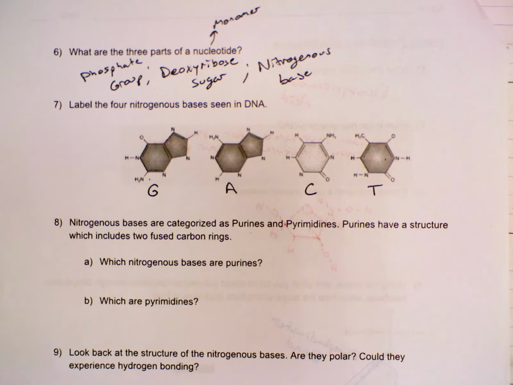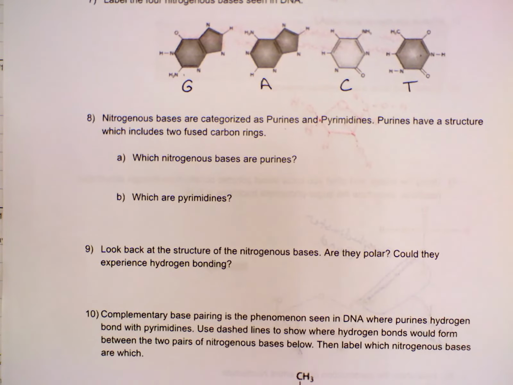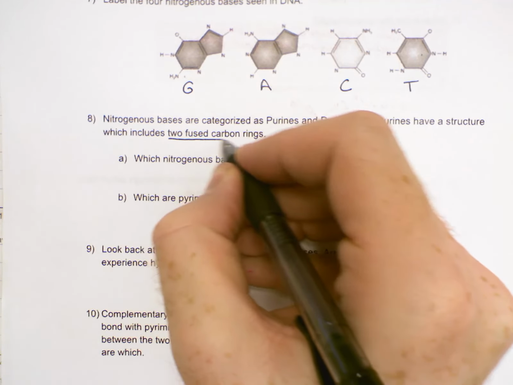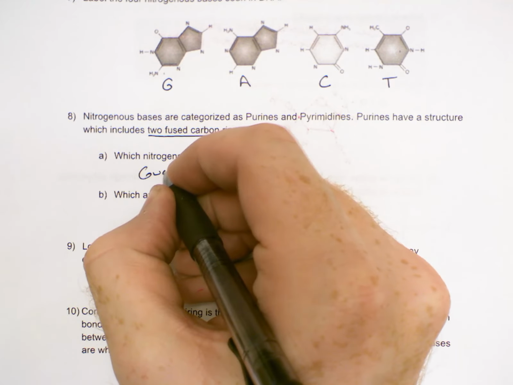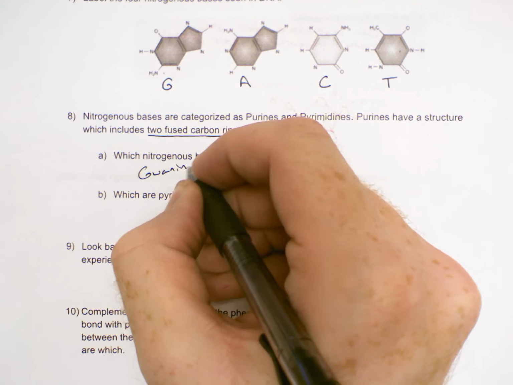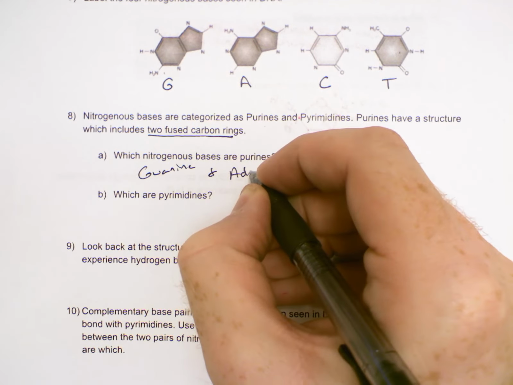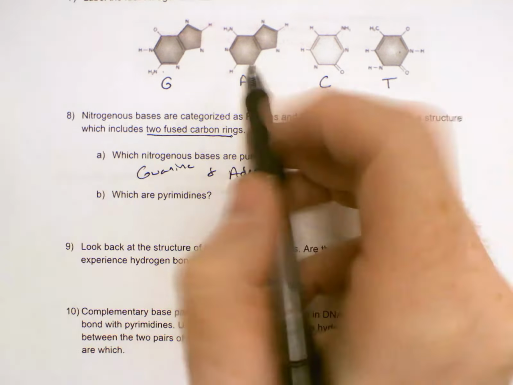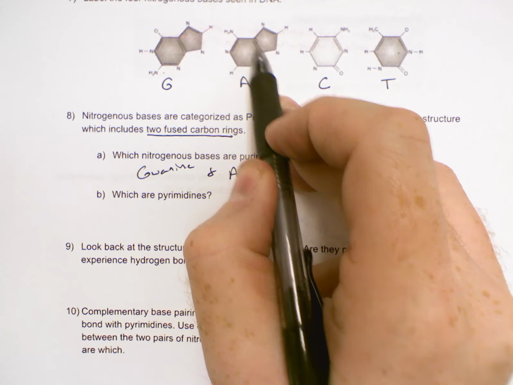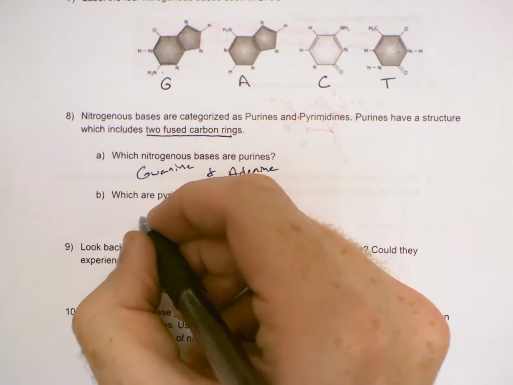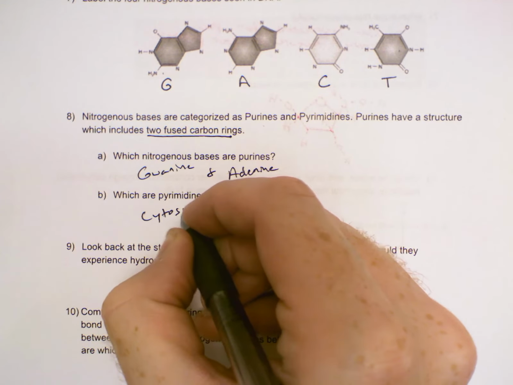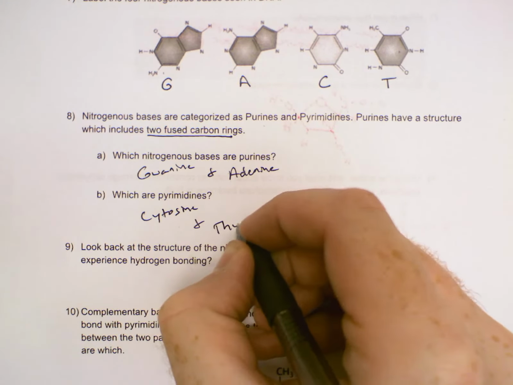And that takes us to number 8. So number 8 says nitrogenous bases are categorized as purines and pyrimidines. Purines have a structure which includes 2 fused carbon rings. Okay? Which nitrogenous bases are purines? Well, this is going to be the guanine and the adenine. So you just identified them, and we see that there's 2 fused carbon rings. Which ones are the pyrimidines? This would be C and T, the cytosine and the thymine.